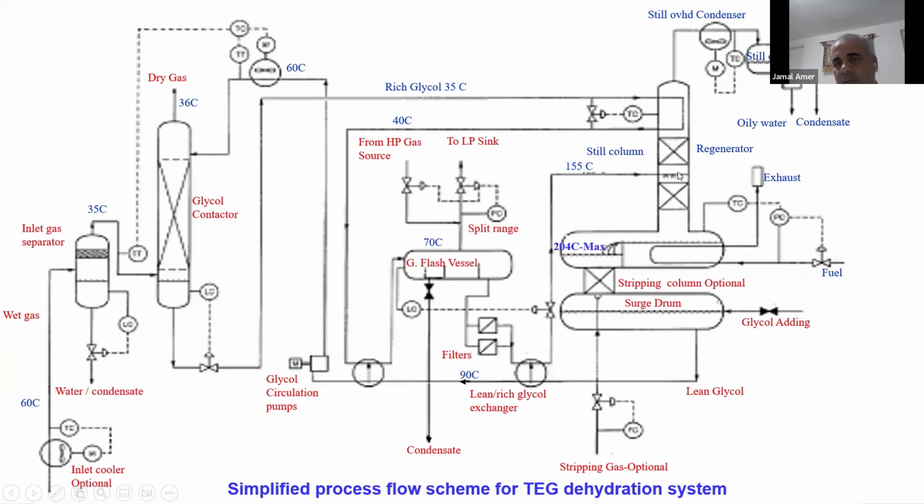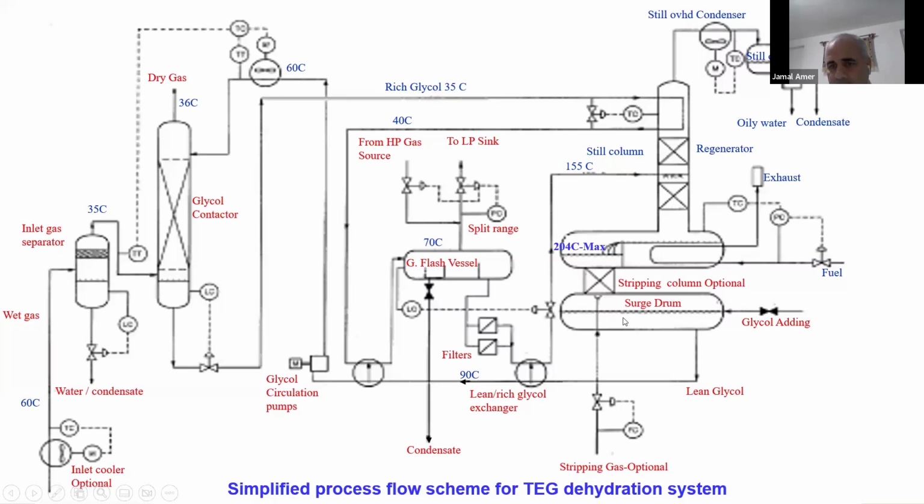From the still column it will flow down to the reboiler. From the reboiler it overflows here. This reboiler is a fire tube, called the fire tube heater. The fire tube should most of the time be immersed by glycol to avoid the problem of hot spotting on the fire tube. So glycol will overflow from here through the stripping column to the surge drum.